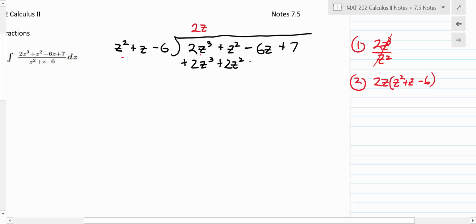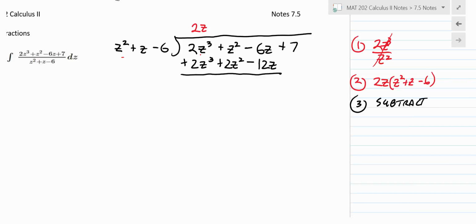2z times negative 6 is negative 12z, like that. Okay, so we get that. Step 3, what do you typically do? You subtract now. You can subtract in your head, but I usually teach students to do it this way: when you subtract, you're really changing the signs and adding. I think you may be less likely to make a mistake if you do that, but you don't have to. The idea is that minus that is nothing, so that cancels.